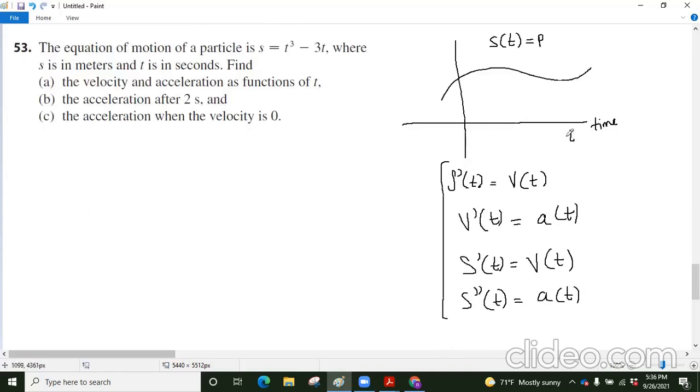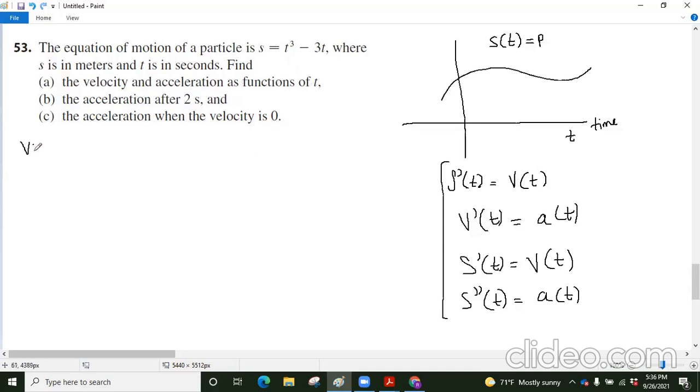So with that in mind, it says find the velocity and the accelerations as functions of t. So what we will do in that case is we'll take the first derivative of s, and that will be our velocity, right? Because the first derivative is velocity. And then the second derivative of s would be a of t, the acceleration, right?